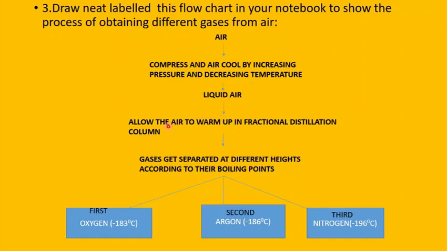This liquid air is allowed to warm up in the fractional distillation column. Based on the difference in their boiling points, different gases will be collected. Out of the three gases, oxygen, argon and nitrogen, the oxygen gas will be separated first. It has a higher boiling point than nitrogen and argon. So when the temperature reaches minus 183 degrees Celsius, oxygen will be the first gas to liquefy and be collected. Next, when the temperature reaches around minus 186 degrees Celsius, another noble gas or inert gas, argon, will turn into liquid and be collected.